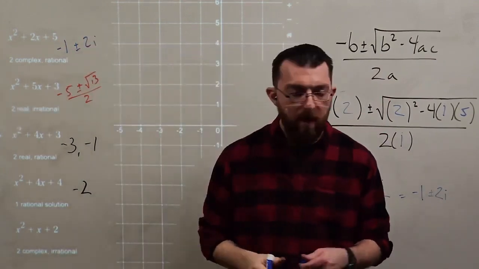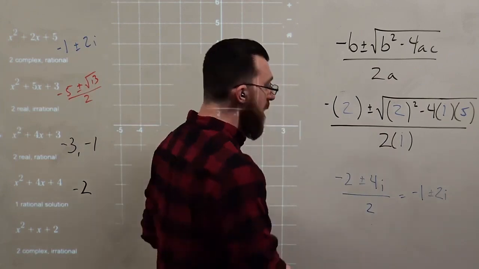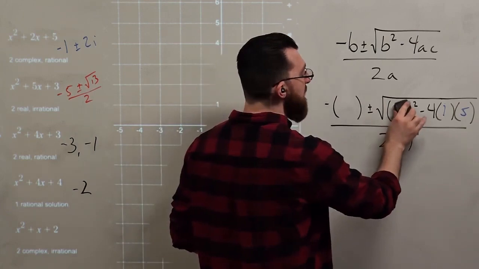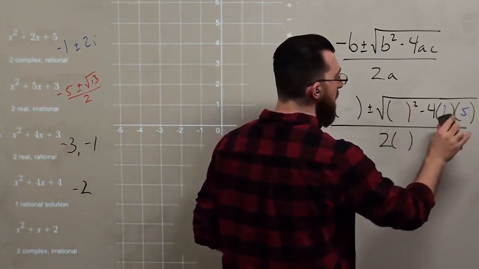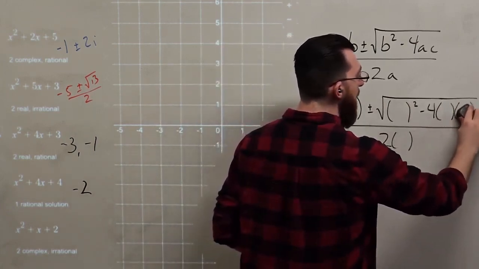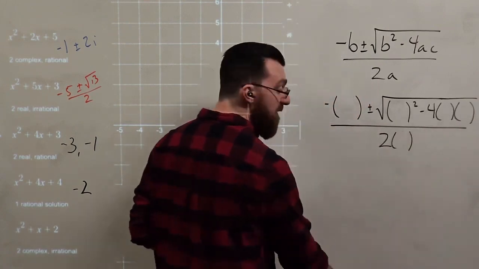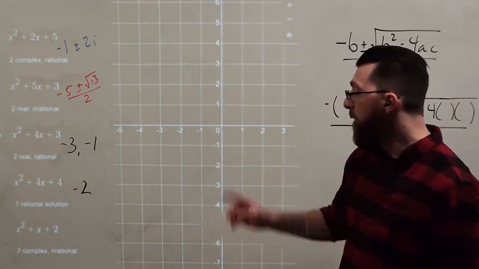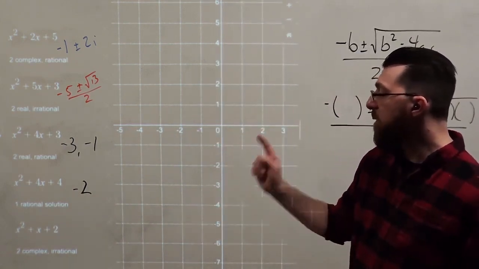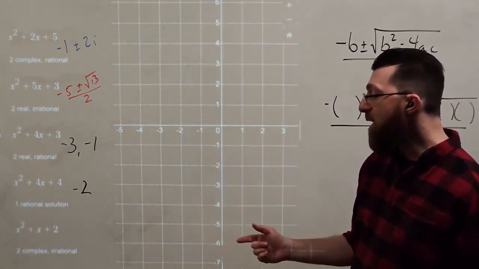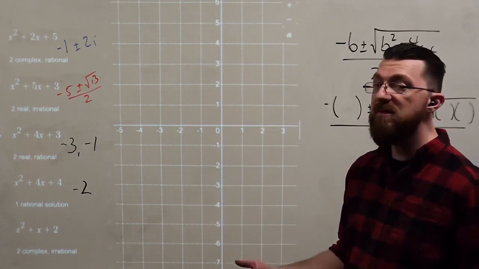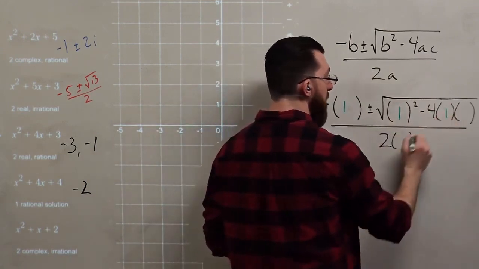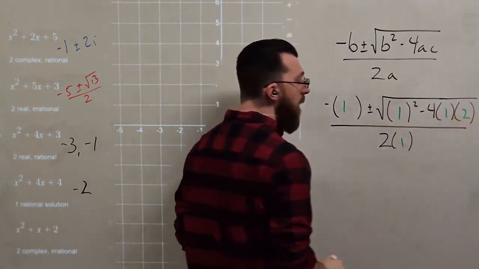Only one problem left. This will be the most challenging because it includes both complex numbers and also irrational ones. I'll have a negative number under that square root, and I will also have something I can't simplify under that square root. Let's see. X squared plus x plus 2. A is 1, B is 1, C is 2.